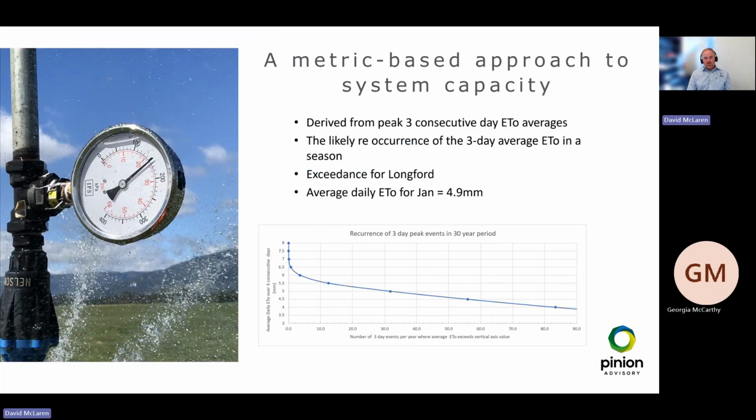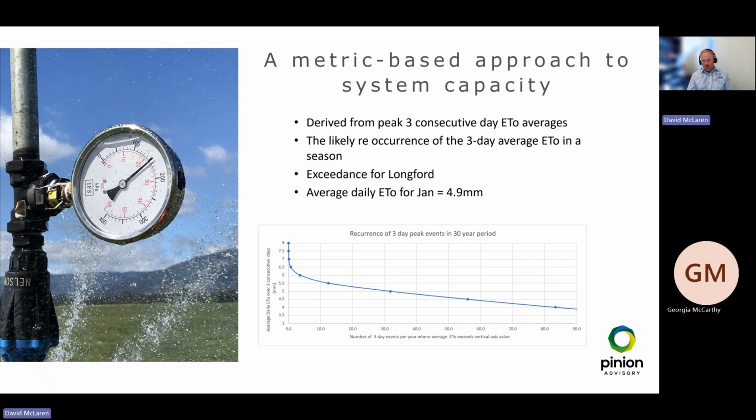So on this slide, I'm just going to talk through a metric-based approach to system capacity. So let's just go through a scenario of getting it right. So often when we're sizing an irrigation system, we'll look at 30 years of data from SILO data. So if we're irrigating in Cressy or Longford or wherever the location is, let's look at 30 years of data and then derive the 3 peak consecutive day ETo averages. So evapotranspiration, so when I refer to ETo, I'm referring to evapotranspiration. And I'm just going to pause there and just articulate what that is.